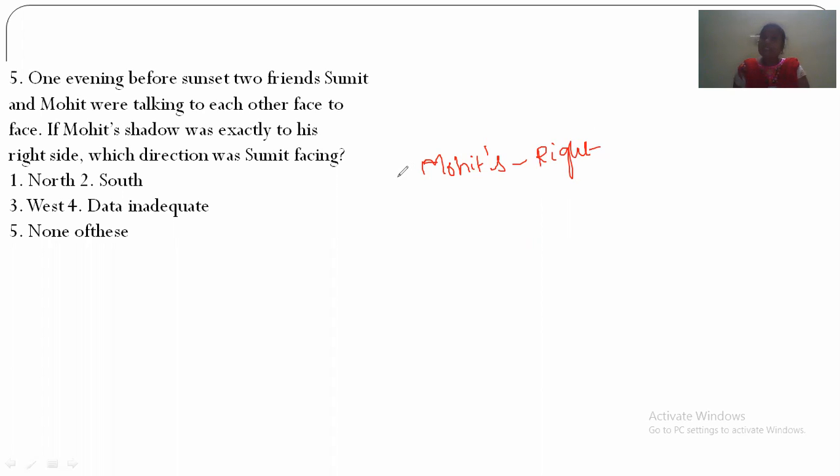So which means at sunset, right side means what? Mohit is in the north direction. So which means he is in this direction, north direction. Now the question is, which direction was Sumit facing? Mohit's facing they are not asking. Sumit's facing they are asking. Opposite to each other, Mohit is in the north direction, so Sumit will face which direction? South direction. Sumit will face south direction.